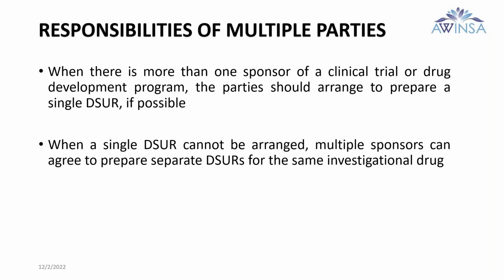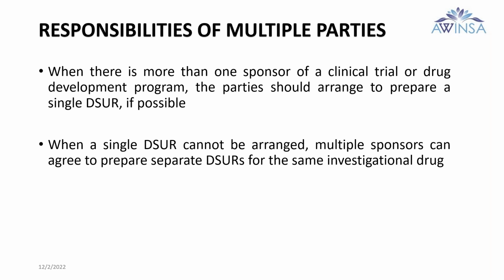Now, there are responsibilities of multiple parties as well. When there is more than one sponsor of a clinical trial, the parties should arrange to prepare a single DSUR if possible. This includes situations where a sponsor is in a formal licensing relationship or agreement with one or more partners, or where an individual clinical trial involves collaboration with business partners or some of the other parties. But still, in these situations also, needless to say, written agreements should always be in place specifying how data will be exchanged and detailing the responsibilities for preparation and submission of the DSUR.